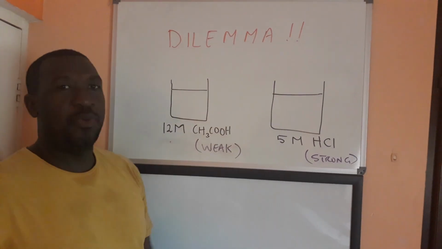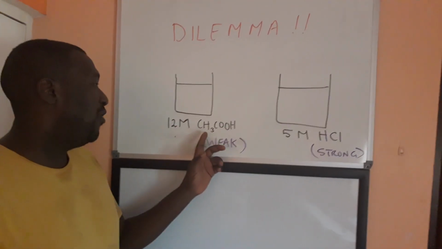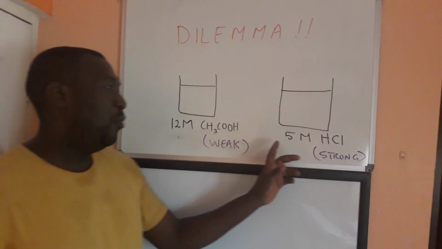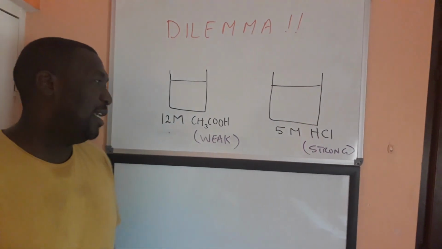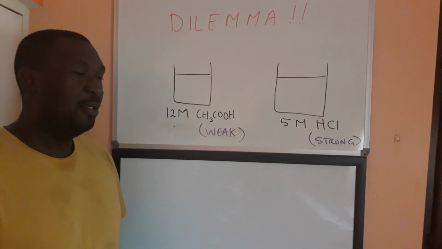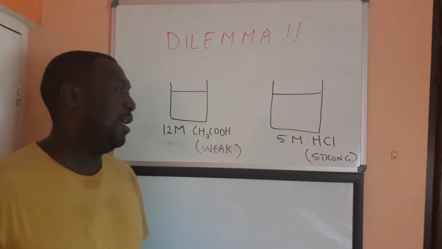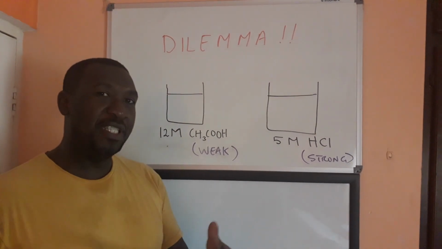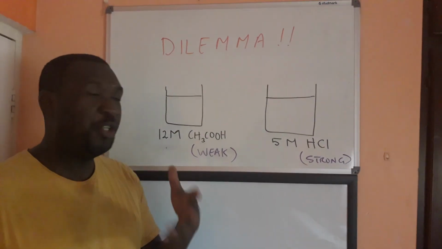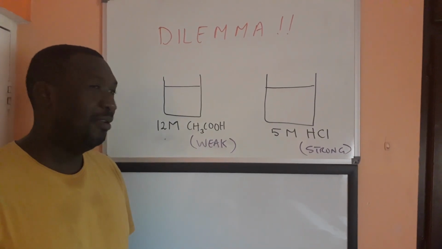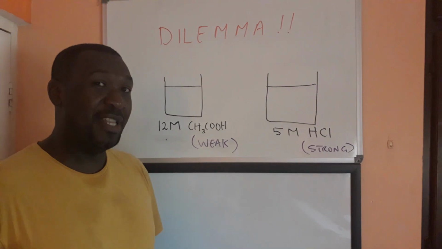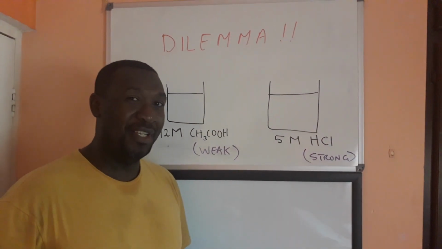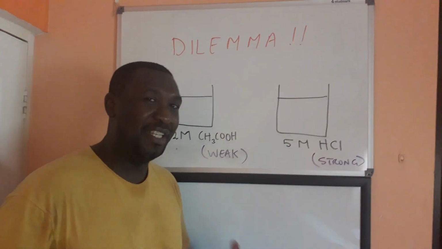Here is a dilemma. I have 2 beakers with acid. One with 12 molar ethanoic acid, a weak acid, and one with 5 molar HCl, a strong acid. Suppose somebody held a gun to my head, or to your head, and said, you have to push your fingers in one of them. Which one would you put your fingers in? We're going to find out the answer to that. And we're going to try it practically and show you the results at the end of this video on Chemcrackers.